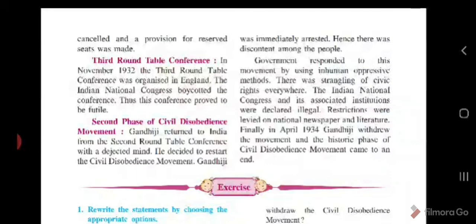Now, the third round table conference. What is the third round table conference? It was organized in England in November 1932. The Indian National Congress boycotted the conference and hence it failed.